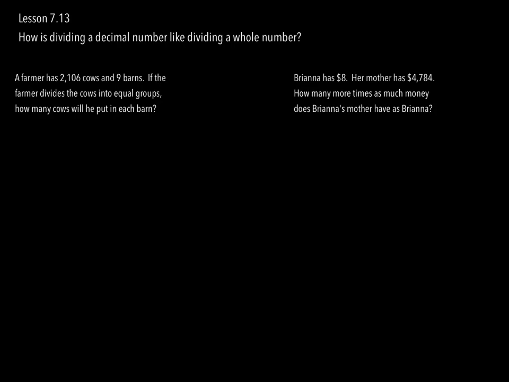Here we go, boys and girls. Your problems are a farmer has 2,106 cows and 9 barns. If the farmer divides the cows into equal groups, how many cows will he put in each barn? And then your second problem is Brianna has $8. Her mother has $4,784. How many more times as much money does Brianna's mother have as Brianna?